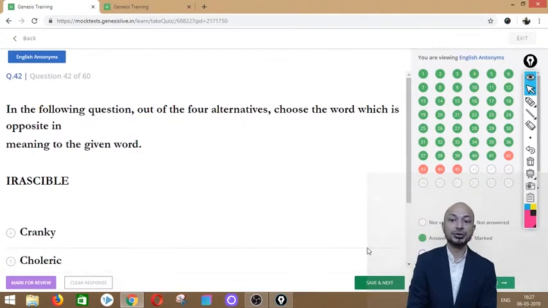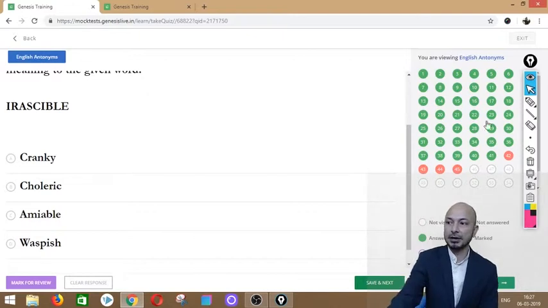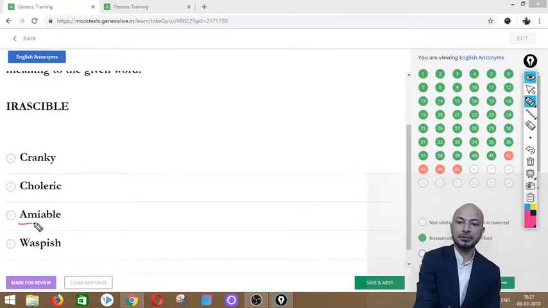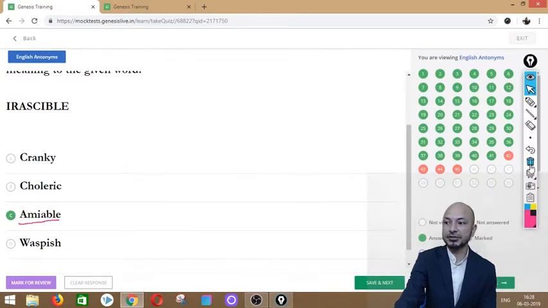Come to question number 42. The word is irascible, and the options given are cranky, choleric, amiable, and waspish. And the right antonym is option C, which says amiable. Irascible is someone who is easily angered, and amiable is someone who is very pleasant to be with. So irascible is of course very unpleasant because he is easily angered. So option C, amiable, is the right antonym for this.